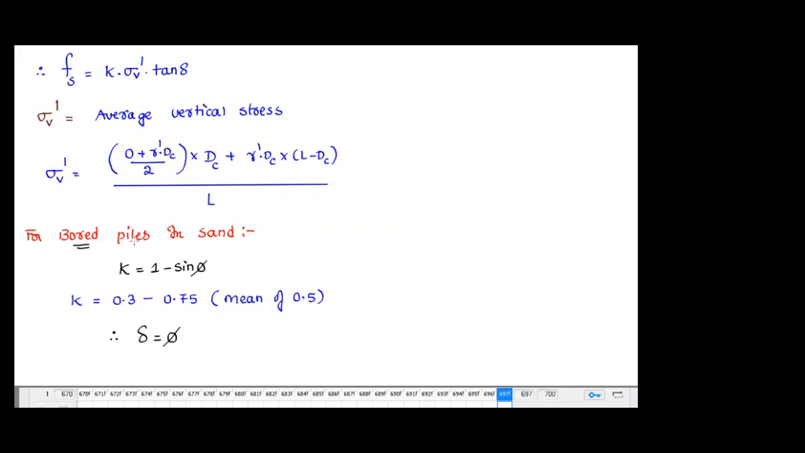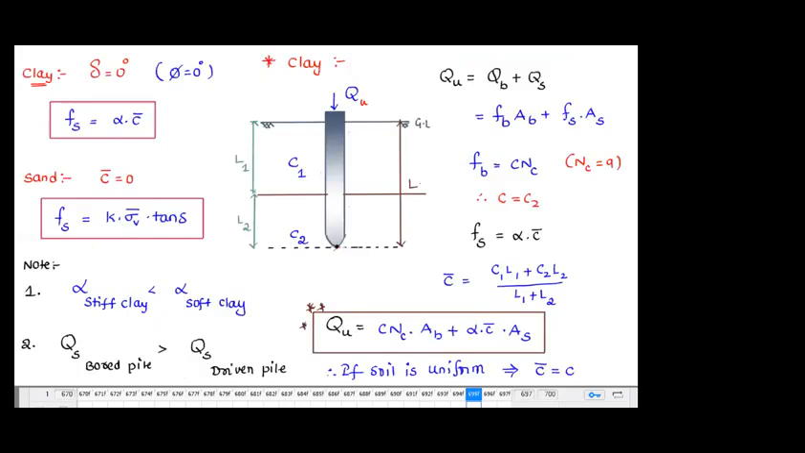This is in the case of the bored pile. So if I install the pile by means of boring, then the k value is equal to 1 minus sin phi and delta is equal to phi. This is the reason why I took delta equal to 0 in the case where phi is equal to 0.